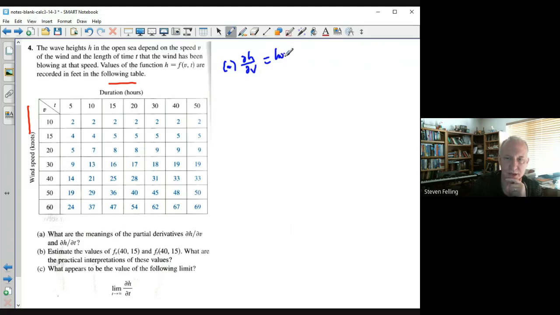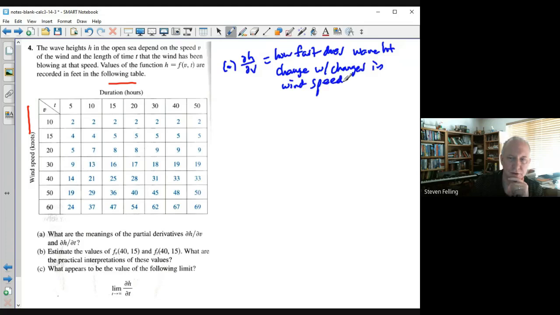So how fast does wave height change with changes in wind speed? That's the meaning of that. It really means for roughly 1 additional knot in wind speed, the wave height changes a certain amount.